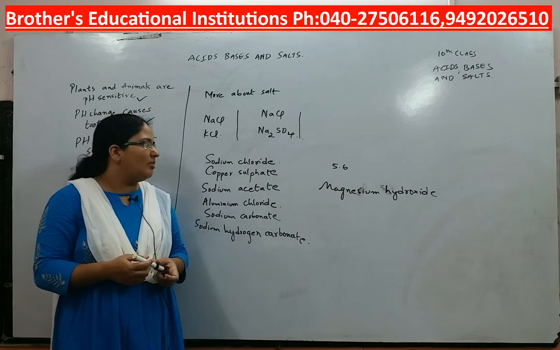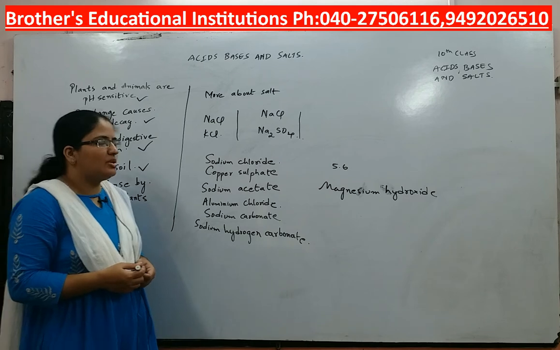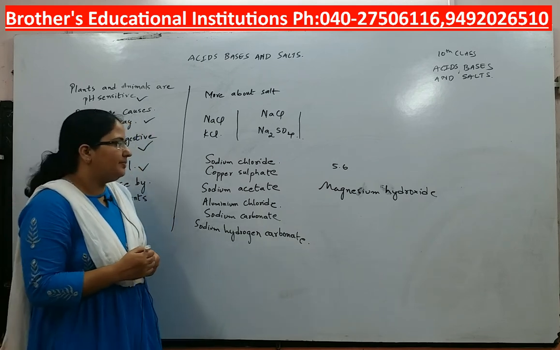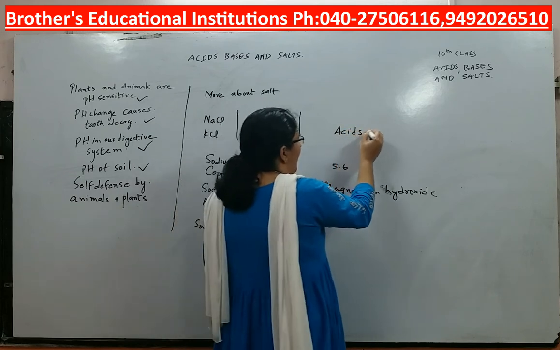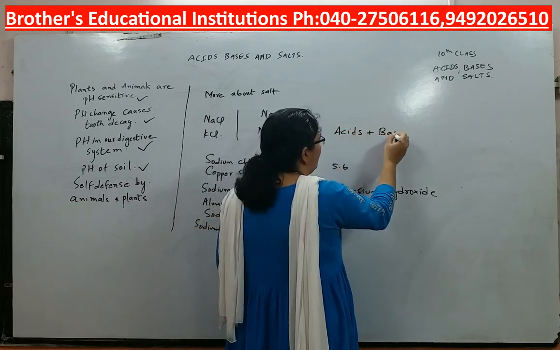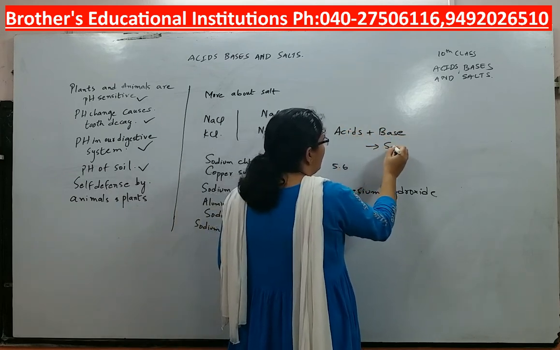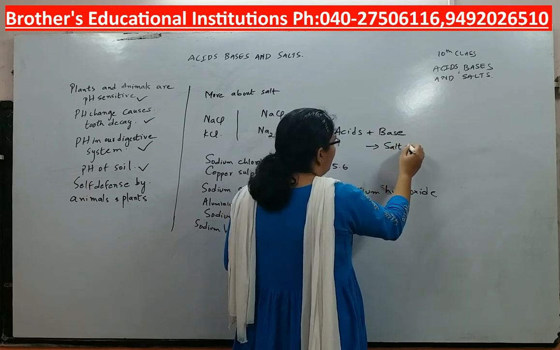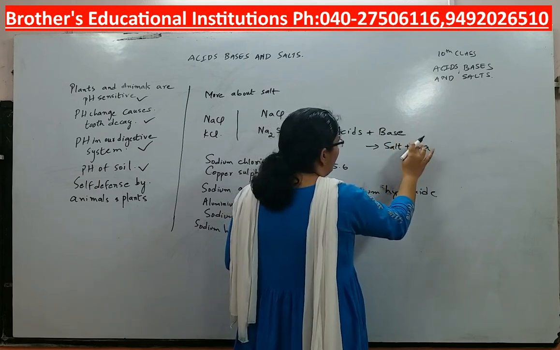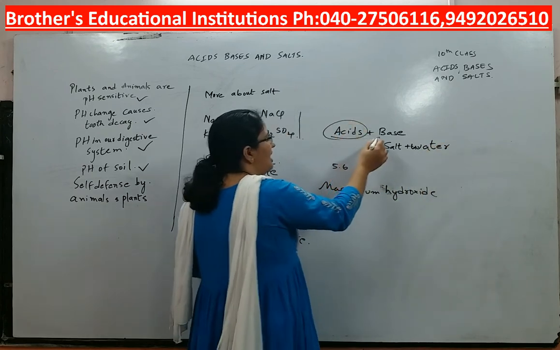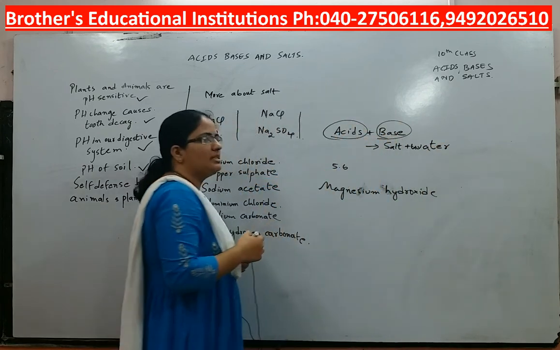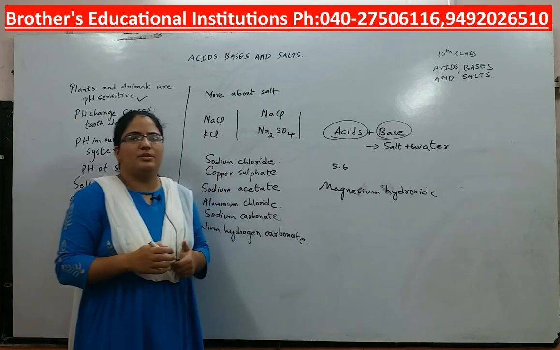Now, let us come to salts. What are these salts? Whenever acid reacts with base, you get salt and water. Since you have different types of acids and different types of bases, you get a number of salts.